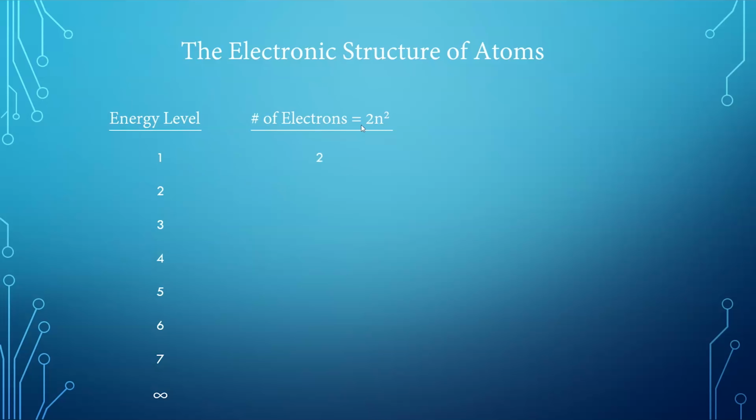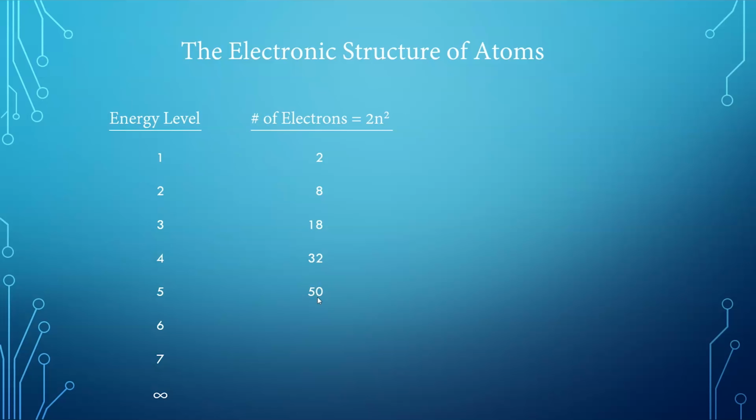So in the first energy level, 2 times 1 squared is 2. The first level only holds 2 electrons. The second level, we have 2 times 2 squared, which is 2 times 4, or 8. 2 times 3 squared gives us 18 electrons in the third level. 2 times 4 squared is 32, and 2 times 5 squared is 50.